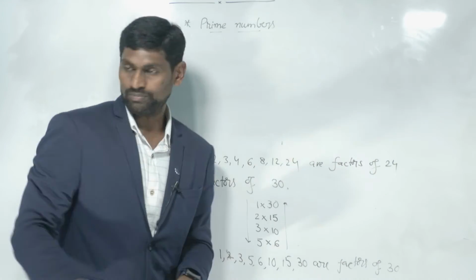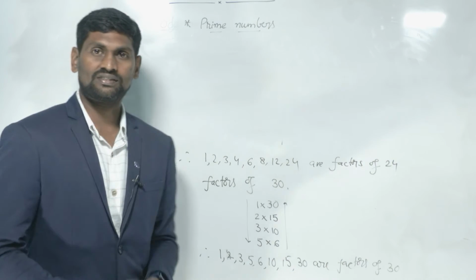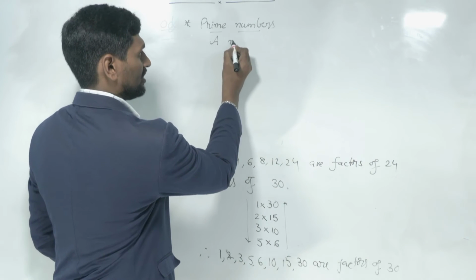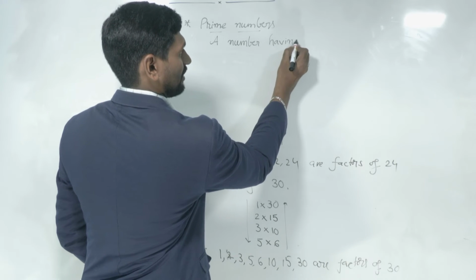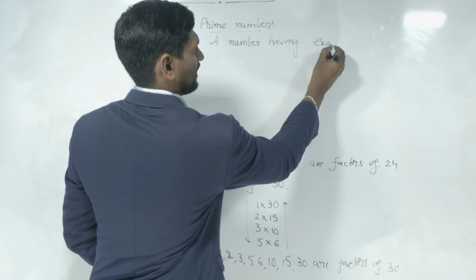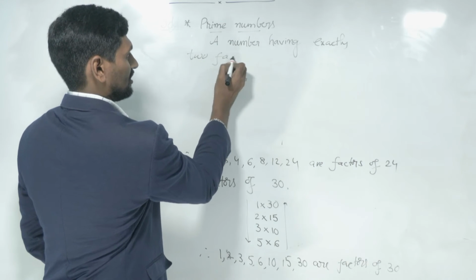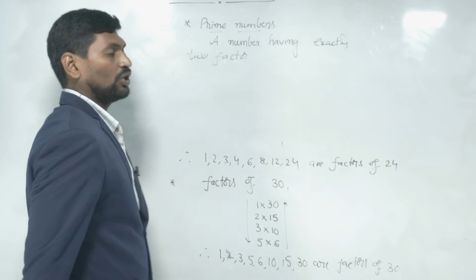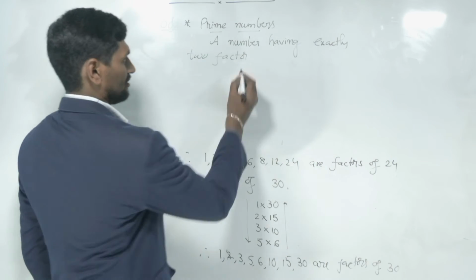Now, a prime number means a number having exactly two factors. That means only two factors, not more than that. Not more than two factors.